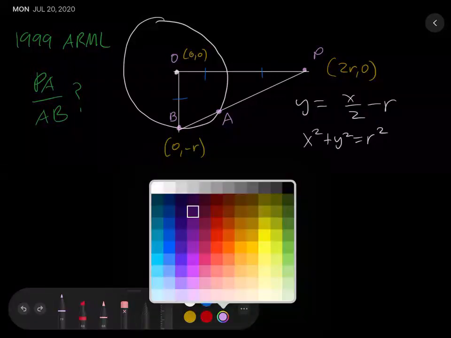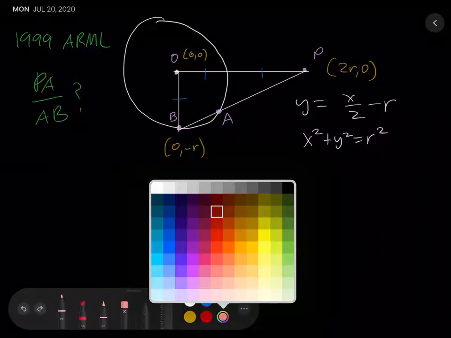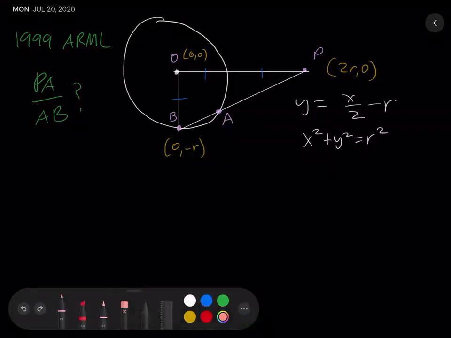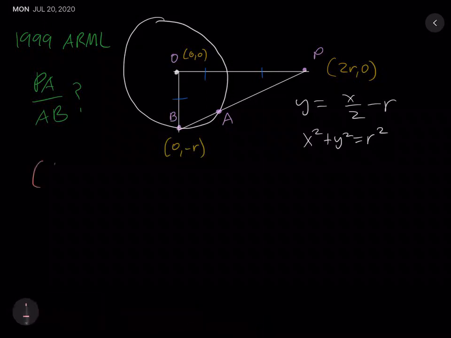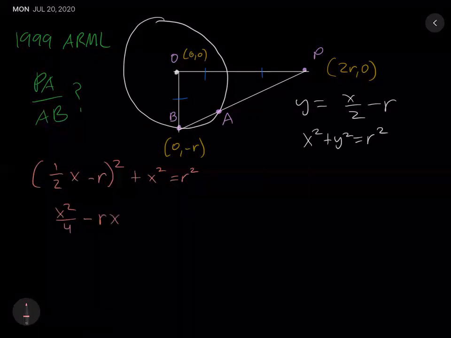What color should we use here? Let's use light red or orange, I guess. So (1/2 x minus r) squared plus x squared equals r squared. Now, if you've done this before, you might notice that the r squared actually cancels out. So let's see how it does that. Expand the entire thing: x squared over 4 minus rx plus r squared plus x squared equals r squared.